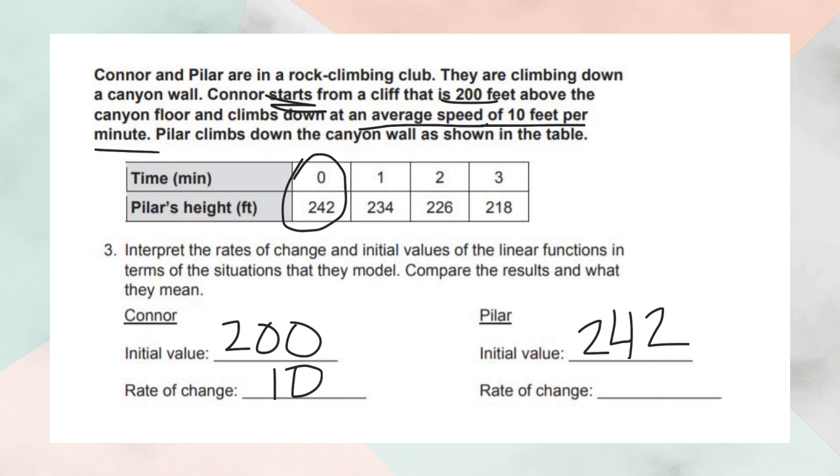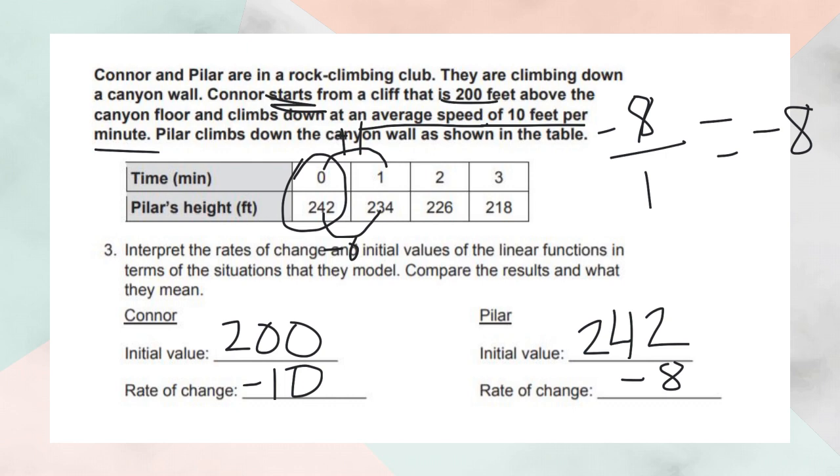Now for Pilar, we are going to use our table. So we are going from 242 to 234. What is happening there? And then we go from 0 to 1. That would be subtracting 8 right there, and this would be plus 1. So for that one, it would be negative 8 over 1, which is just going to be negative 8. Notice that for Connor, that should be a negative since he's going down. So our average rate of change would be negative 8 for Pilar and negative 10 for Connor. So that would be our initial value and our rate of change for each person.